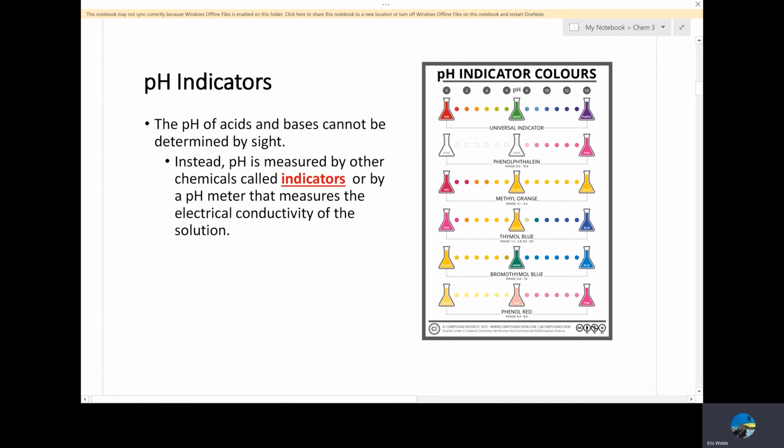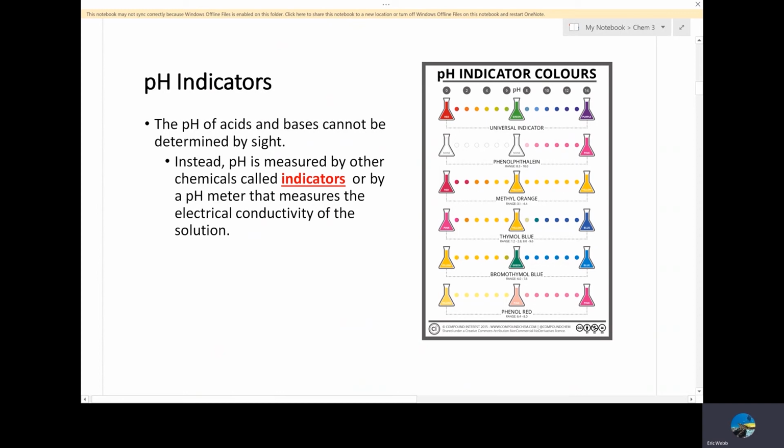So as you saw with our solutions, you can't really tell pH just by looking at it. Many substances with a pH can be colorless or clear. You can't tell them apart just by looking at them. So instead, we can use other chemicals called indicators to narrow down a pH range. Some chemicals can be added to a compound, and they will change color if it's above or below a certain pH.